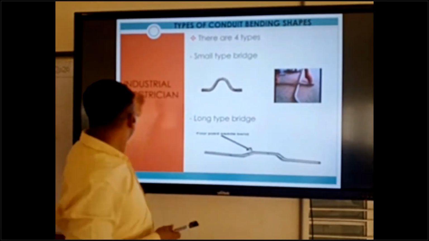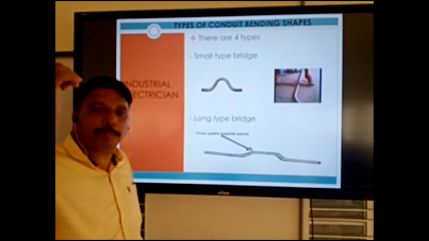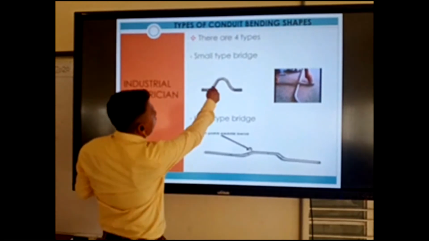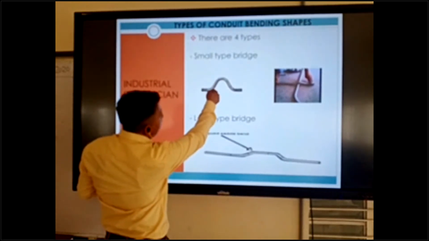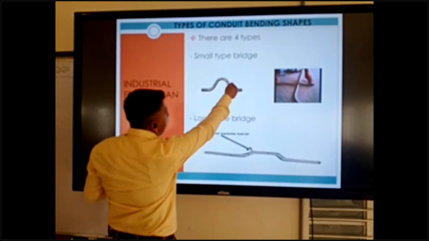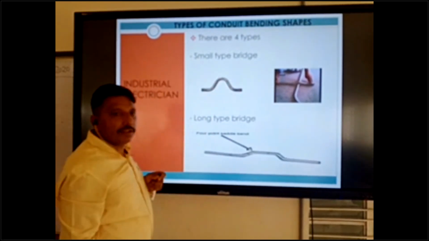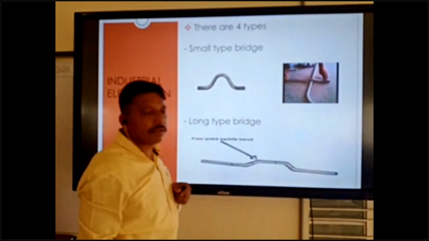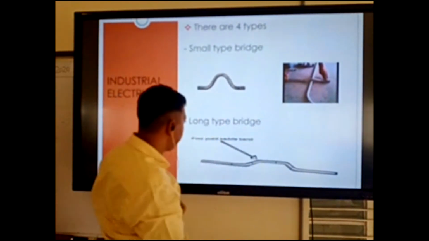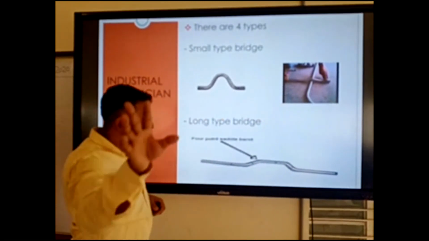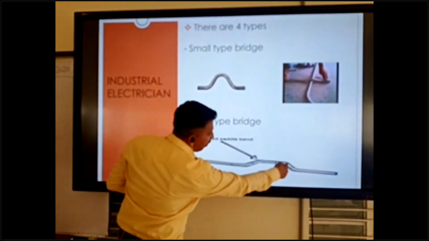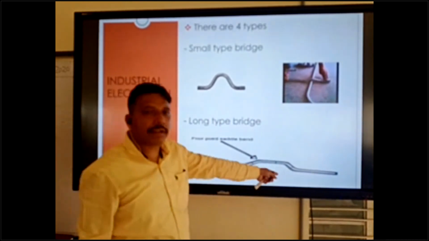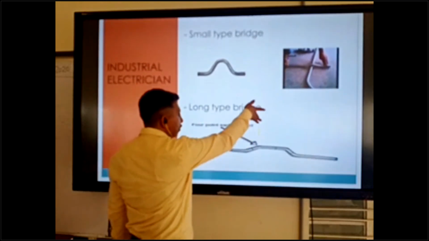So this is the formula for cutting the bending parts. For the 3 markings, there is one center marking and one marking on each side. This is a small bridge. A small bridge crosses only 1 pipe, as you can see here; that time we use this one. And for the long bridge, there are 4 markings: 1, 2, 3, 4. So you should mark 4. This is the long bridge.